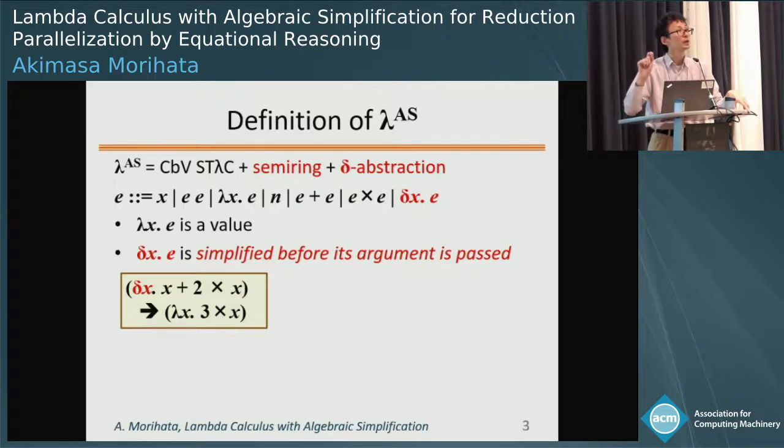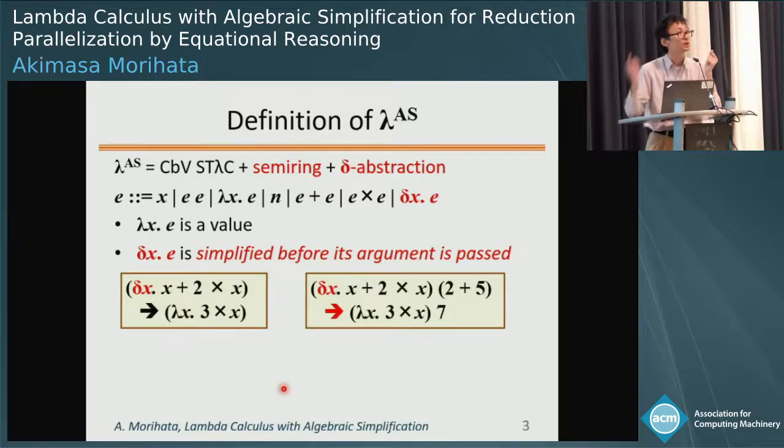In this calculus, a lambda abstracted expression is a value, and a delta abstracted expression is a function, just like a lambda abstracted one, but this is not a value. Its function body is to be simplified before its argument is passed. For example, let us see this expression. If we have a lambda abstracted expression, then evaluation of its body is postponed until its actual argument is passed. But here we have delta abstraction, so its body is immediately simplified by using the algebraic properties of addition and multiplication, and we obtain a value that is a lambda abstracted term.